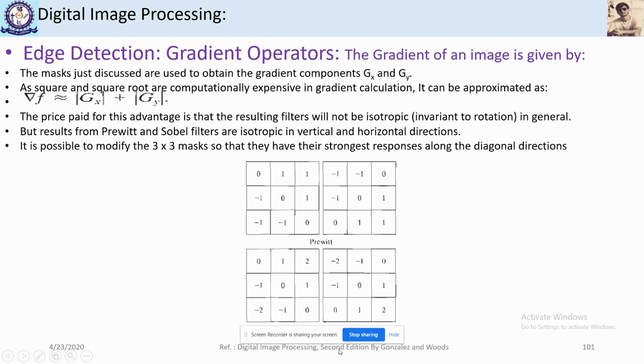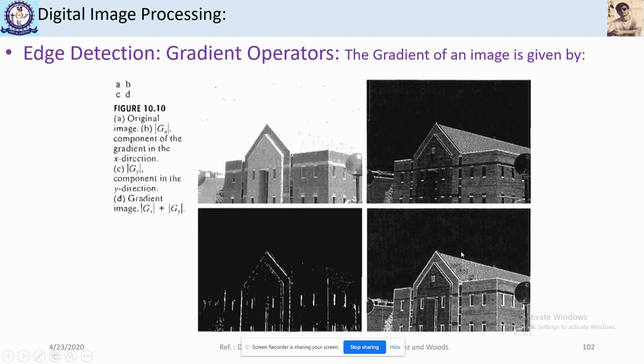Similarly, we can have Sobel operator also for the diagonal directions of the edges. So these are the approximated, or modified, versions of these Prewitt's and Sobel operators for the diagonal directions. Now, if we move further, then we have one example.